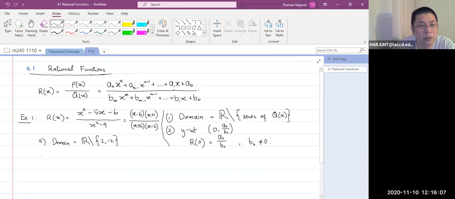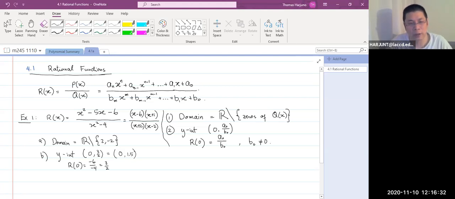Part B was the y-intercept. R(0) will be negative 6 over negative 4, which is 3 over 2. So the y-intercept will be (0, 3/2), which you can rewrite as (0, 1.5) for the purpose of us graphing it on Thursday.